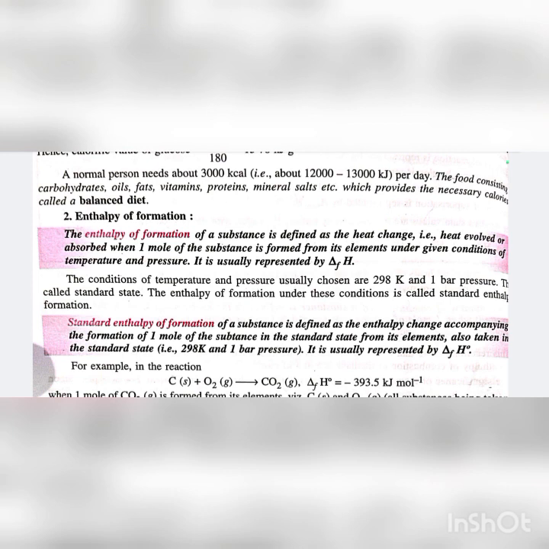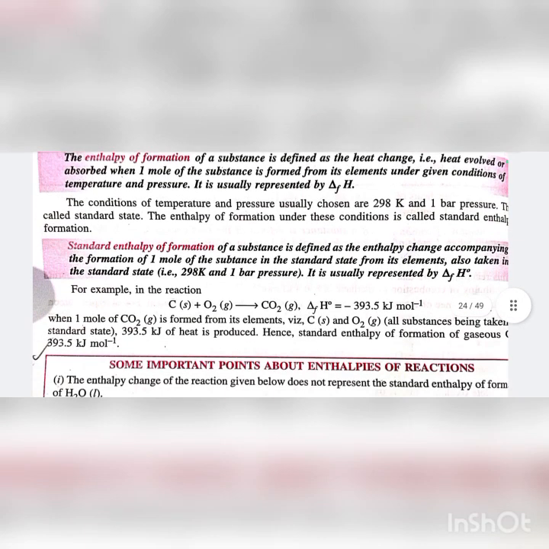Next is enthalpy of formation. The enthalpy of formation of a substance is defined as the heat change, that is, heat evolved or absorbed, when 1 mole of substance is formed from its elements under given conditions of temperature and pressure. It is usually represented by delta F H. The conditions of temperature and pressure usually chosen are 298 Kelvin and 1 bar atmospheric pressure. They are called the standard state. The enthalpy of formation under these conditions is called the standard enthalpy of formation.